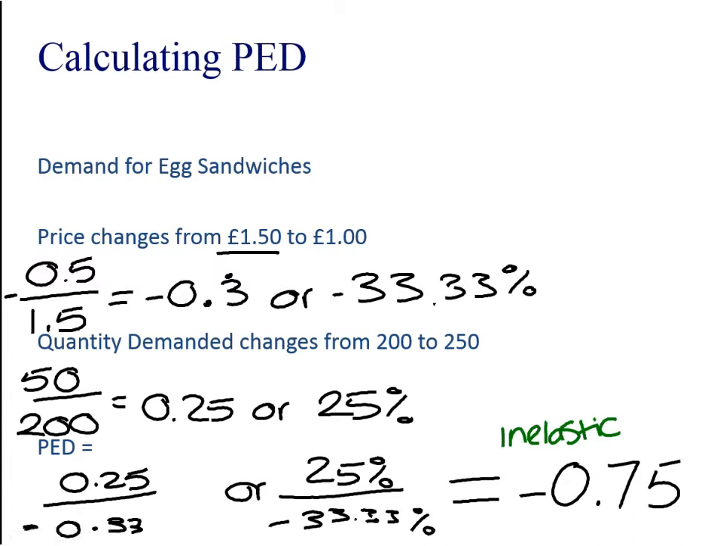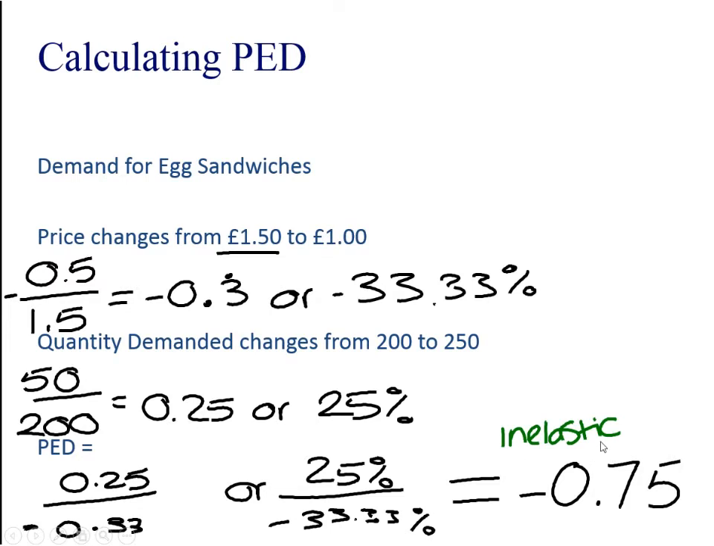Now when we then put those figures into the equation, you can either keep it in decimals, which I tend to do. So because the equation is percentage change of quantity demanded over percentage change of price, it's 0.25 over minus 0.33 recurring. Or if you've changed them into percentages, do 25% over minus 33%. But you must keep them consistent. You can't do one as a decimal and one as a percentage because your figure will come out incorrect.